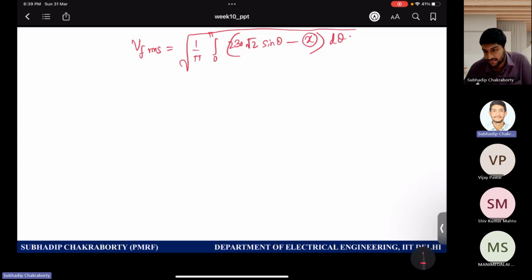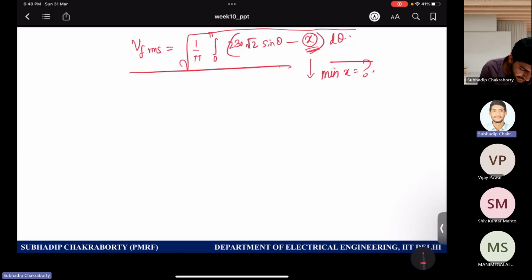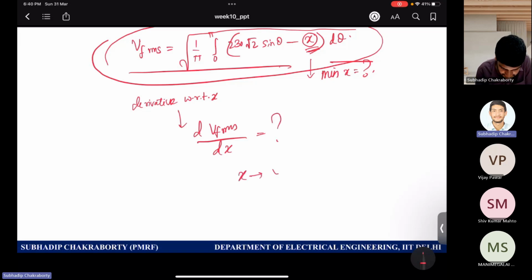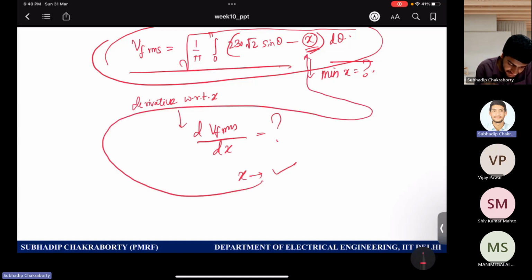But you still don't know x. What you recall is that you need to know the minimum x. So how to calculate the minimum? You need to know the minimum DC link voltage. That will also reduce the rating of the APF, right? So you integrate it and take a derivative with respect to x. Once you do dVF RMS by dx, you will find the particular value of x. You put that value of x in this equation, then you will get the value of VF RMS.